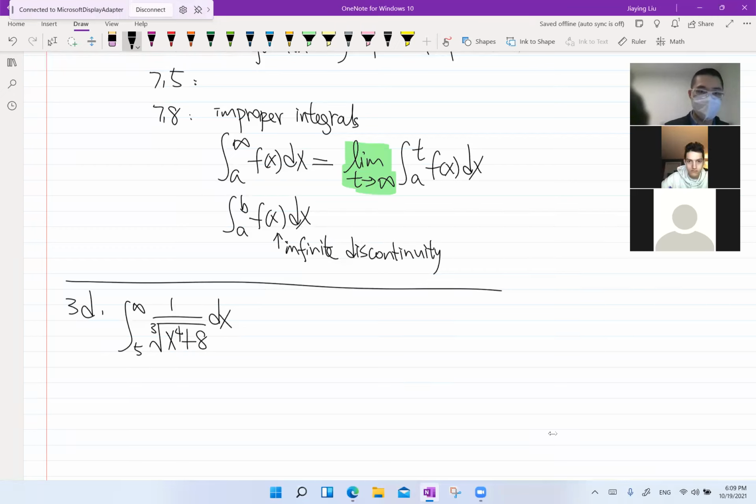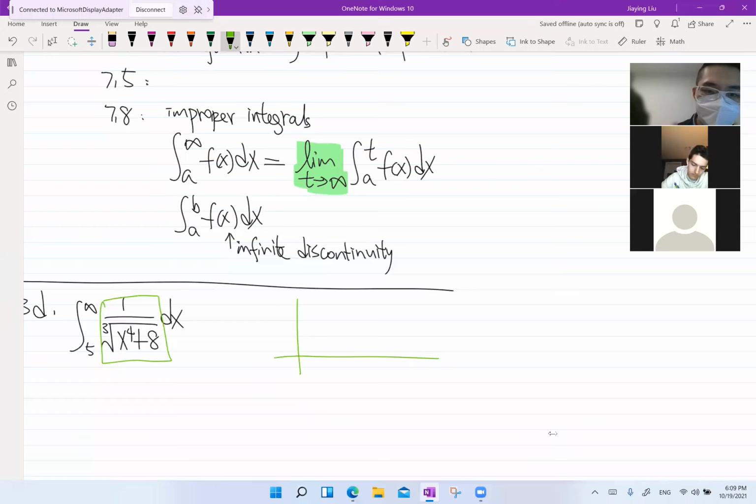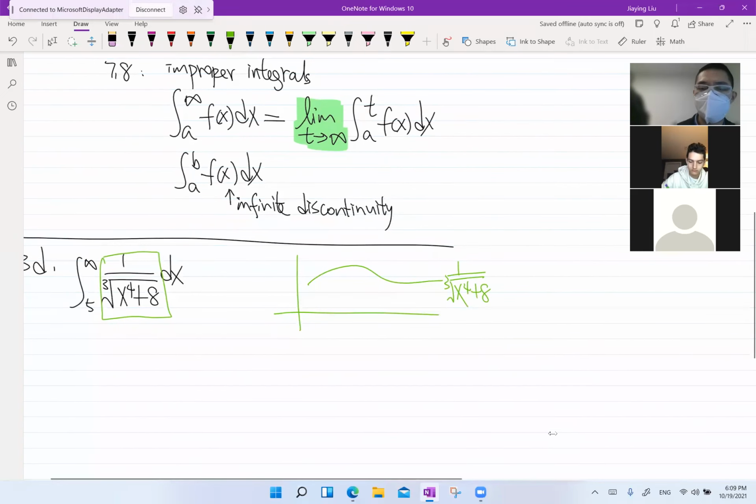So comparison basically says that we don't want to use the definition of improper integral to rewrite it using limits, because it might be very challenging to integrate after that. But we can maybe try to find a function that we can compare with 1 over cube root of x to the 4th plus 8. The function could be above it or below it, but how do we find it, right? Now, here's kind of a trick.